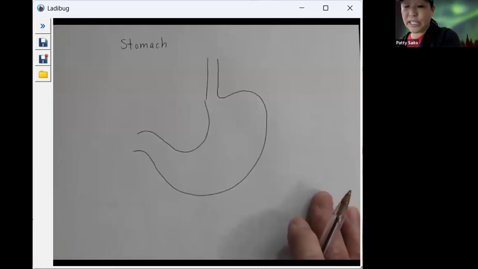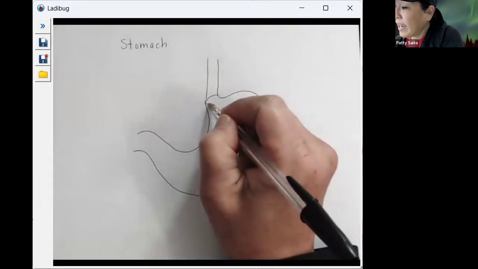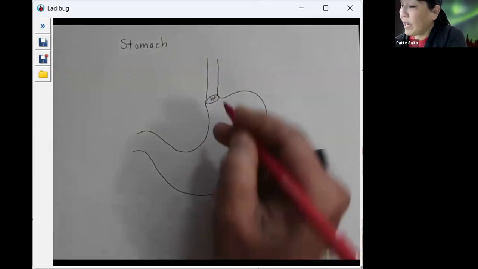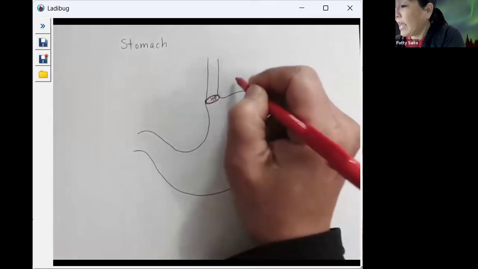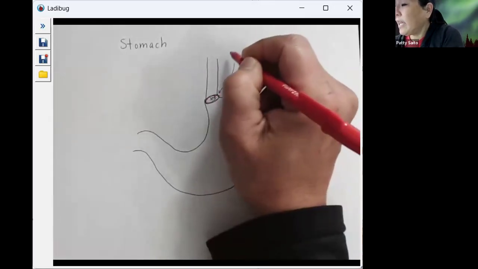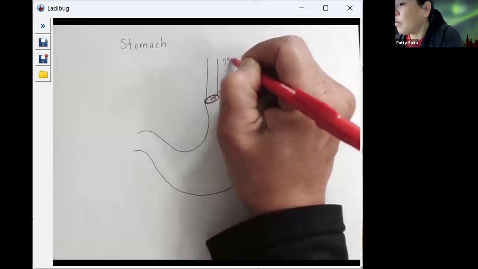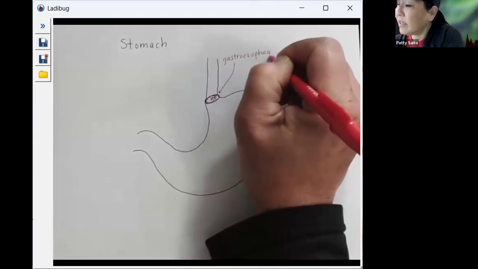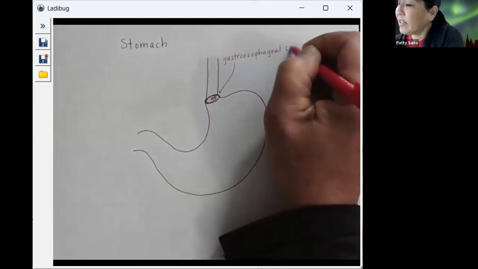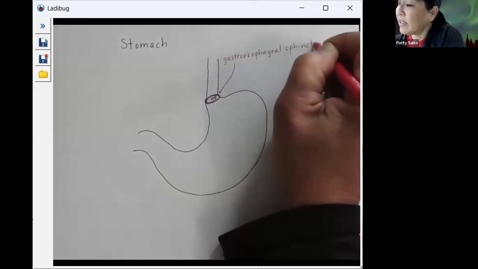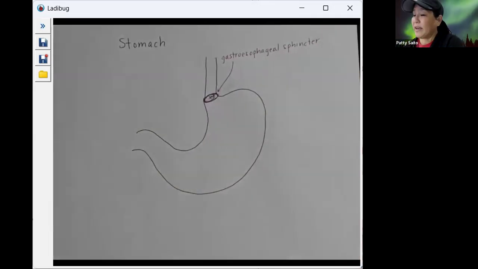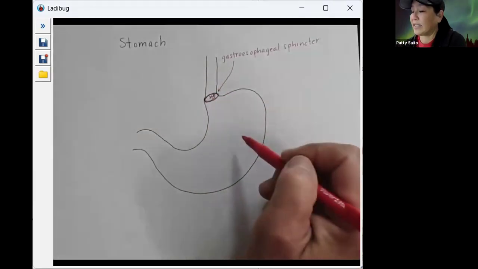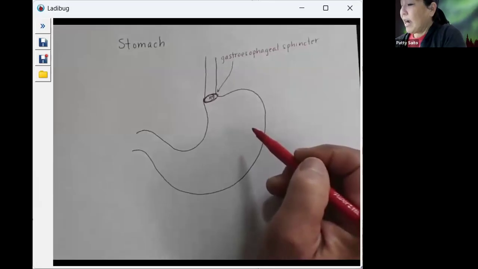The stomach is a J-shaped organ. We do have a circular muscle here. Maybe I'll put it in red, called the sphincter. So this is the gastroesophageal sphincter. And it just regulates food entering into the stomach.